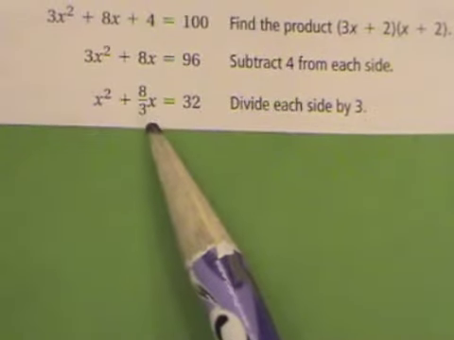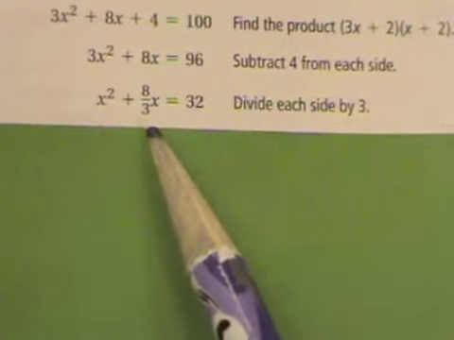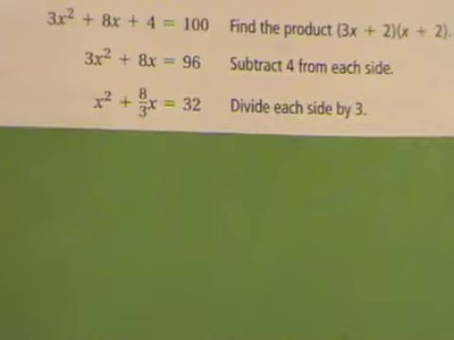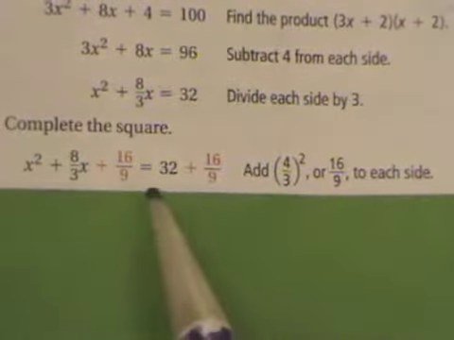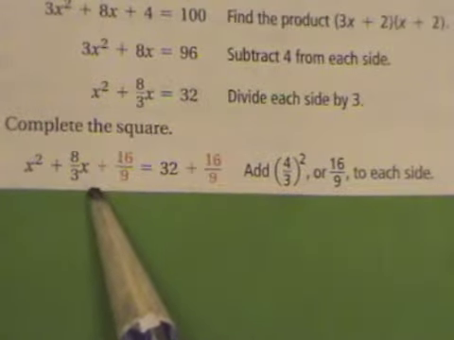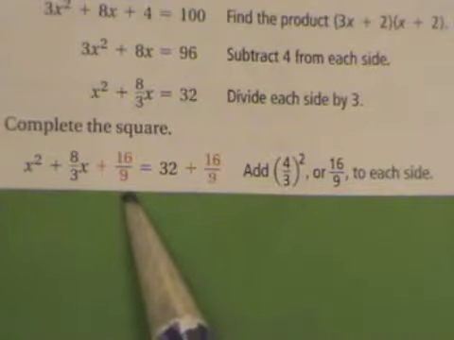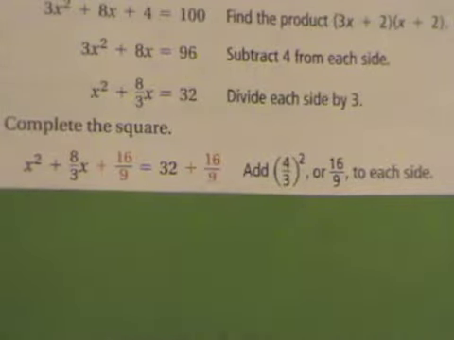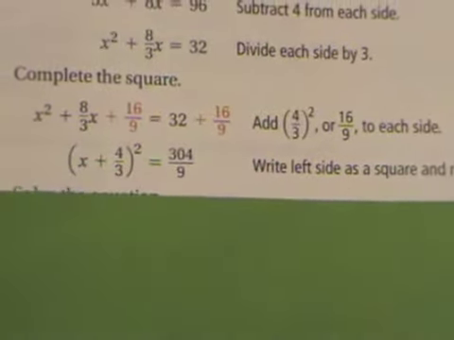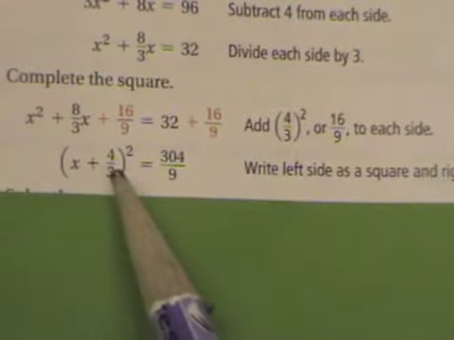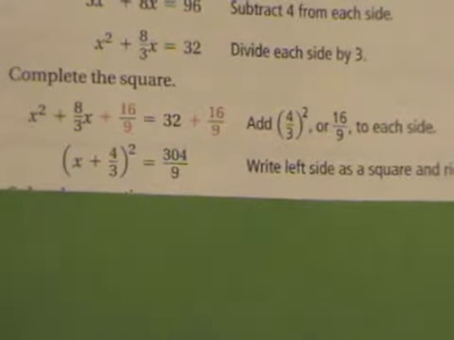This is the important step, the one that comes next. We have to divide 8/3 by 2 and then square it. So we're going to end up with, and complete the square. Okay, 8/3 divided by 2 and squared, there we go, is 16/9. Add it to both sides. And now you have your factorization over here. You have the thing it's equal to over here.